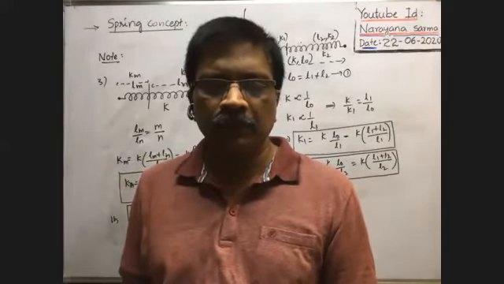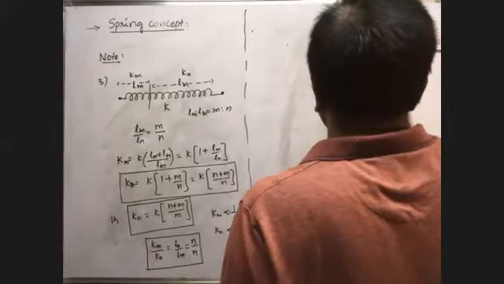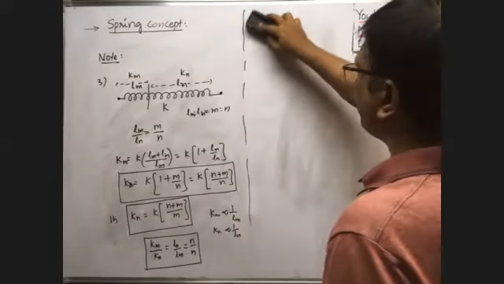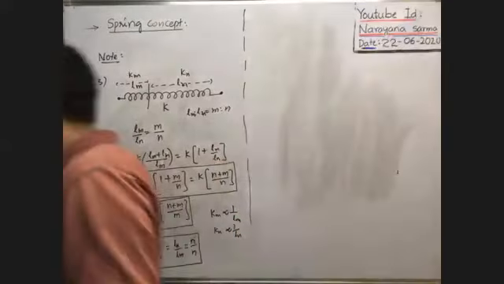Here, whenever the two ends of the springs are moved by certain velocities, next note point. Next, fourth one. When springs are connected in series, two springs are connected in series.